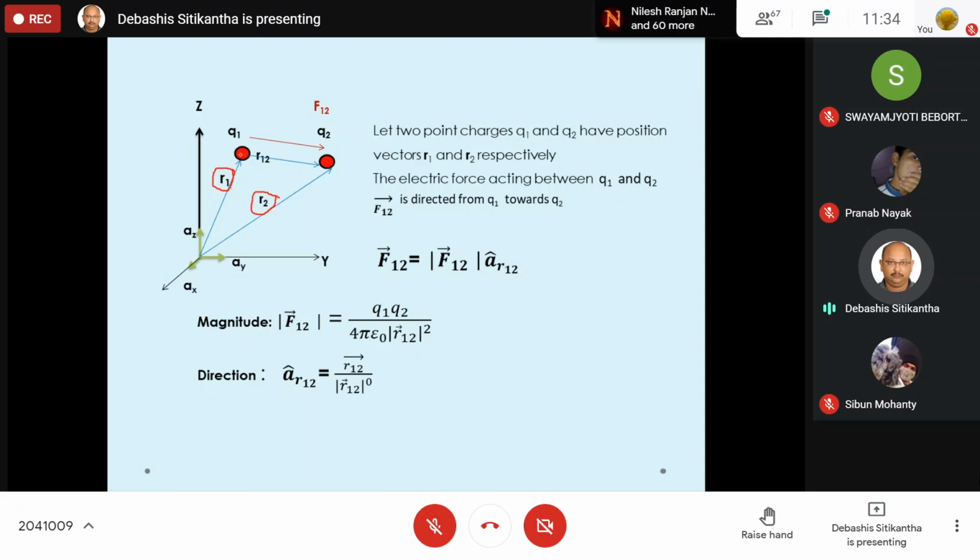Please note that a point charge is a point which is having some charge, and it may be positive or negative. Whereas a test charge is also a point charge, but always remember it is always positively charged. Please note the difference. Point charge is nothing but a point having a charge which may be positive or negative, whereas a test charge is a point charge which only has positive charge.